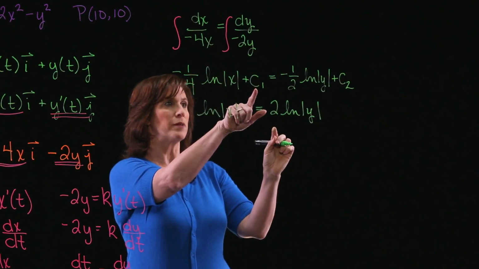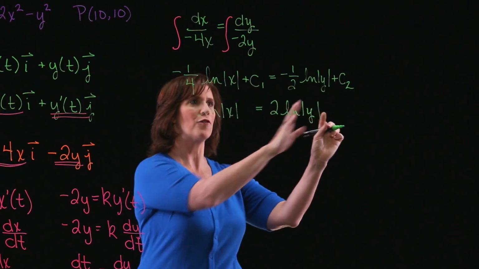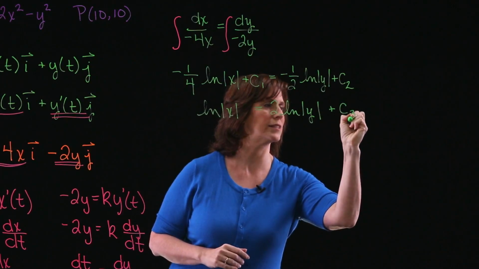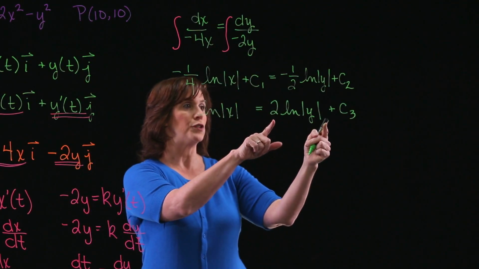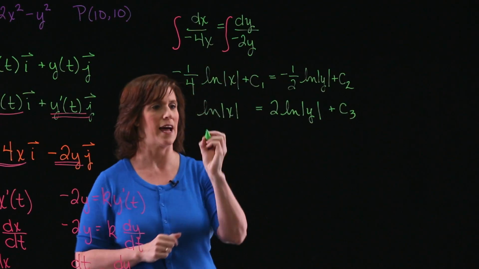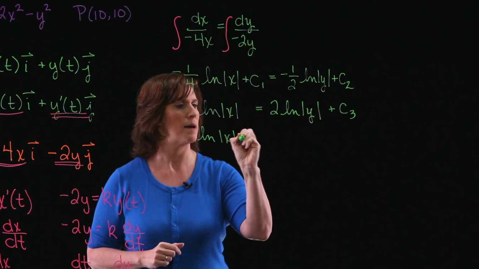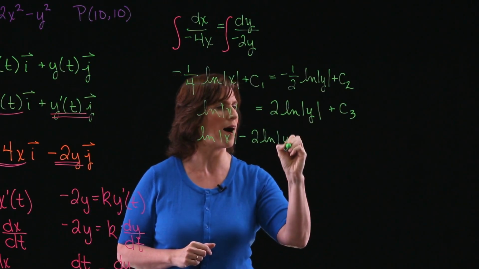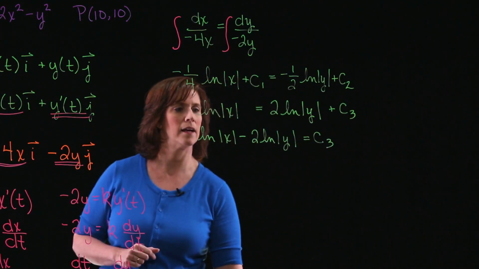And remember, I've multiplied c1 by the negative 4 and c2 by the negative 4, but if I move it all over to one side of the equation, I just get another constant. So we'll call it C3. Okay, now I'm going to move the 2 natural log of y to the left-hand side of the equation. So I've got the natural log of the absolute value of x minus 2 times the natural log of the absolute value of y, and that still equals my constant.